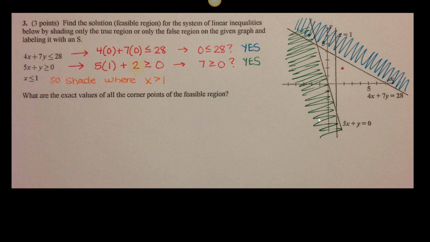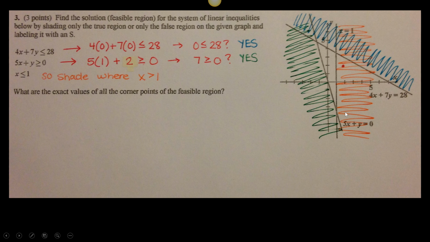Okay. And lastly, we have that x has to be less than or equal to 1, okay? That's saying that x less than or equal to 1 is on this side. This is the true region. So we want to shade the false region, which is where x is greater than 1, which is on the right side of this vertical line, okay? So that's where you'll shade, on the right side.